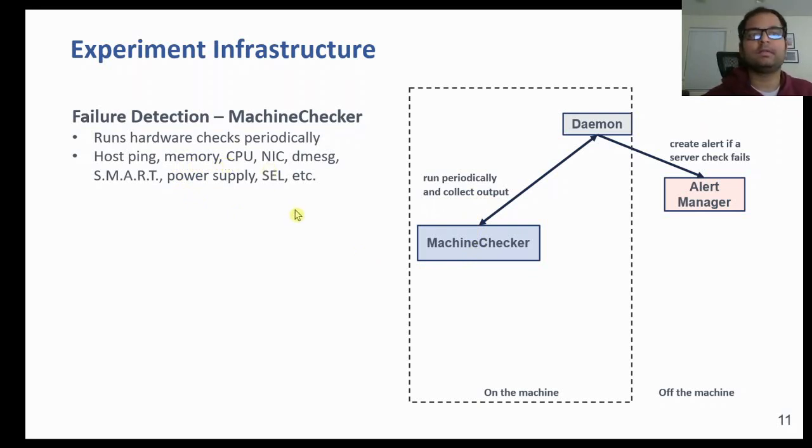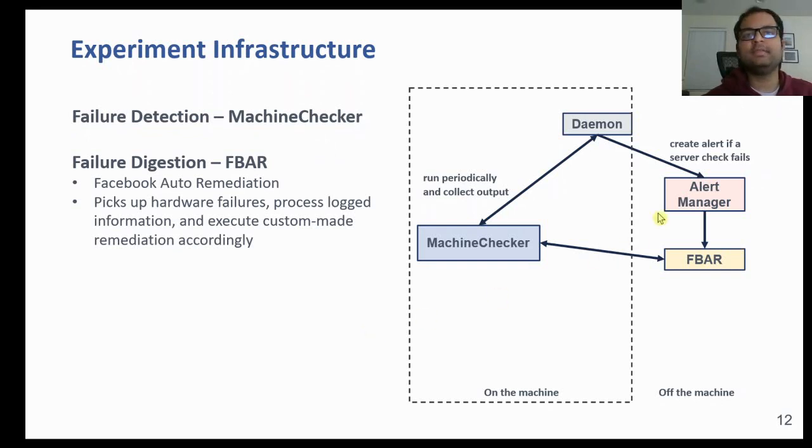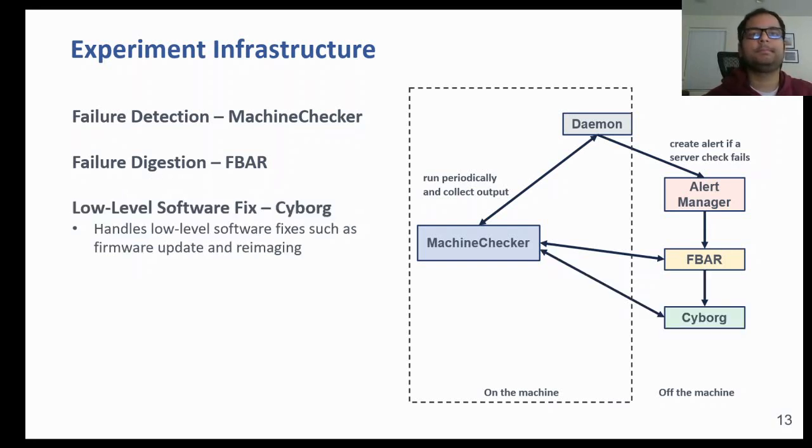It also reads a lot of system event logs and tries to correlate events and make a smart decision on the health of the machine. So if the machine fails, then an alert is created by using alert manager, which runs off the machine. Once the alert is created, it is fed into the failure digestion system, which is Facebook auto remediation. This block picks up hardware failures and also processes different logged information on the machine, on the BMC, and then executes the custom-made remediation. This could be a reboot, this could be a select cycle, or any scenario of that sort.